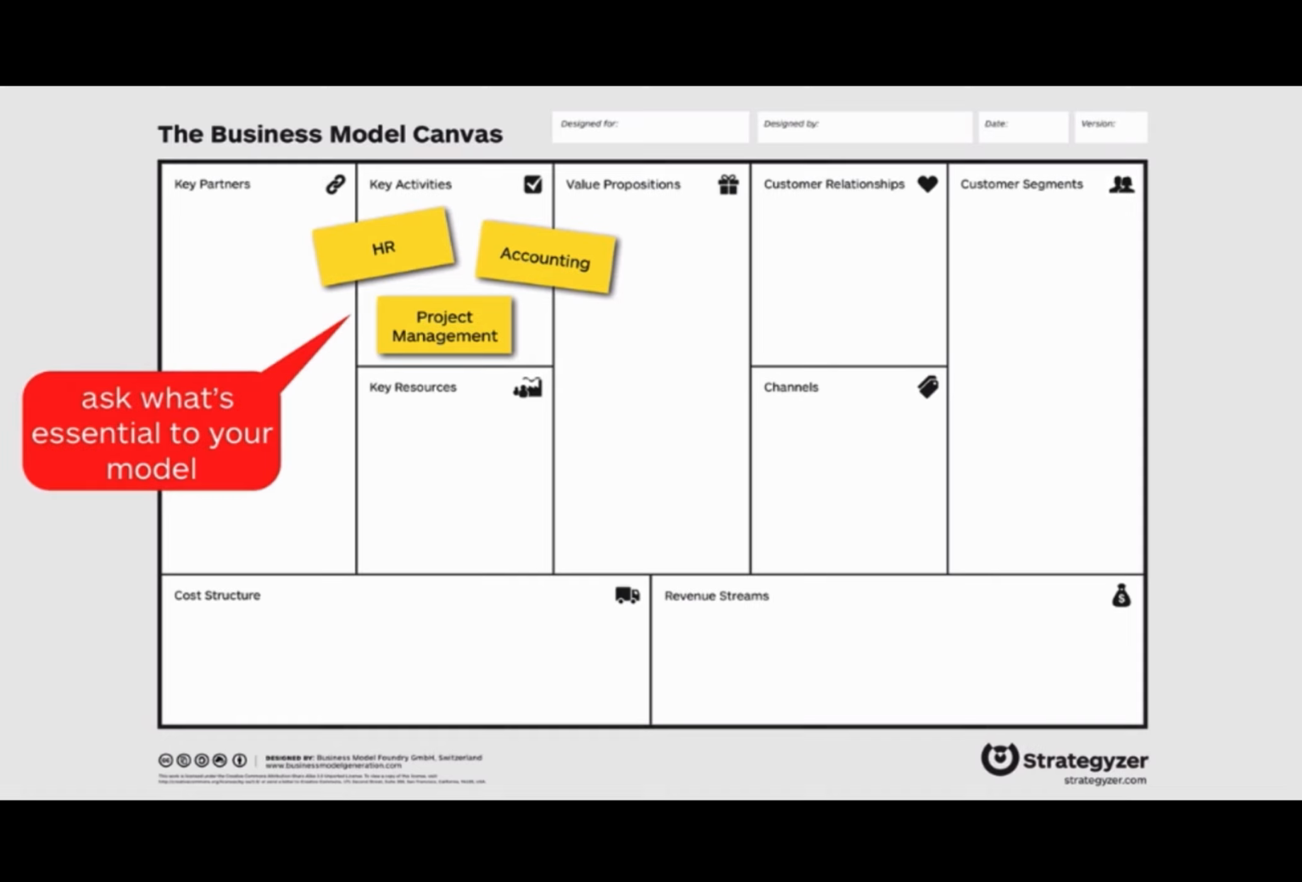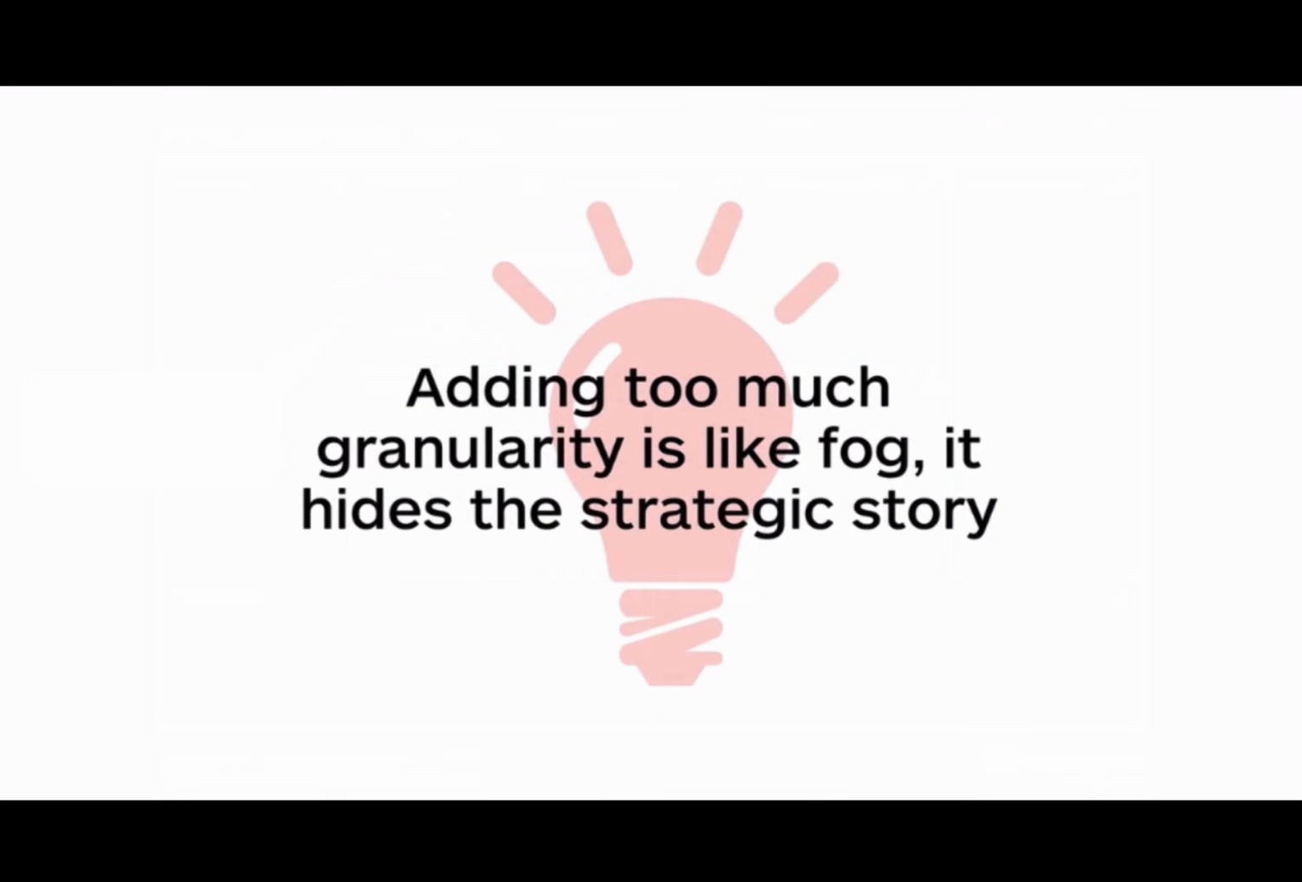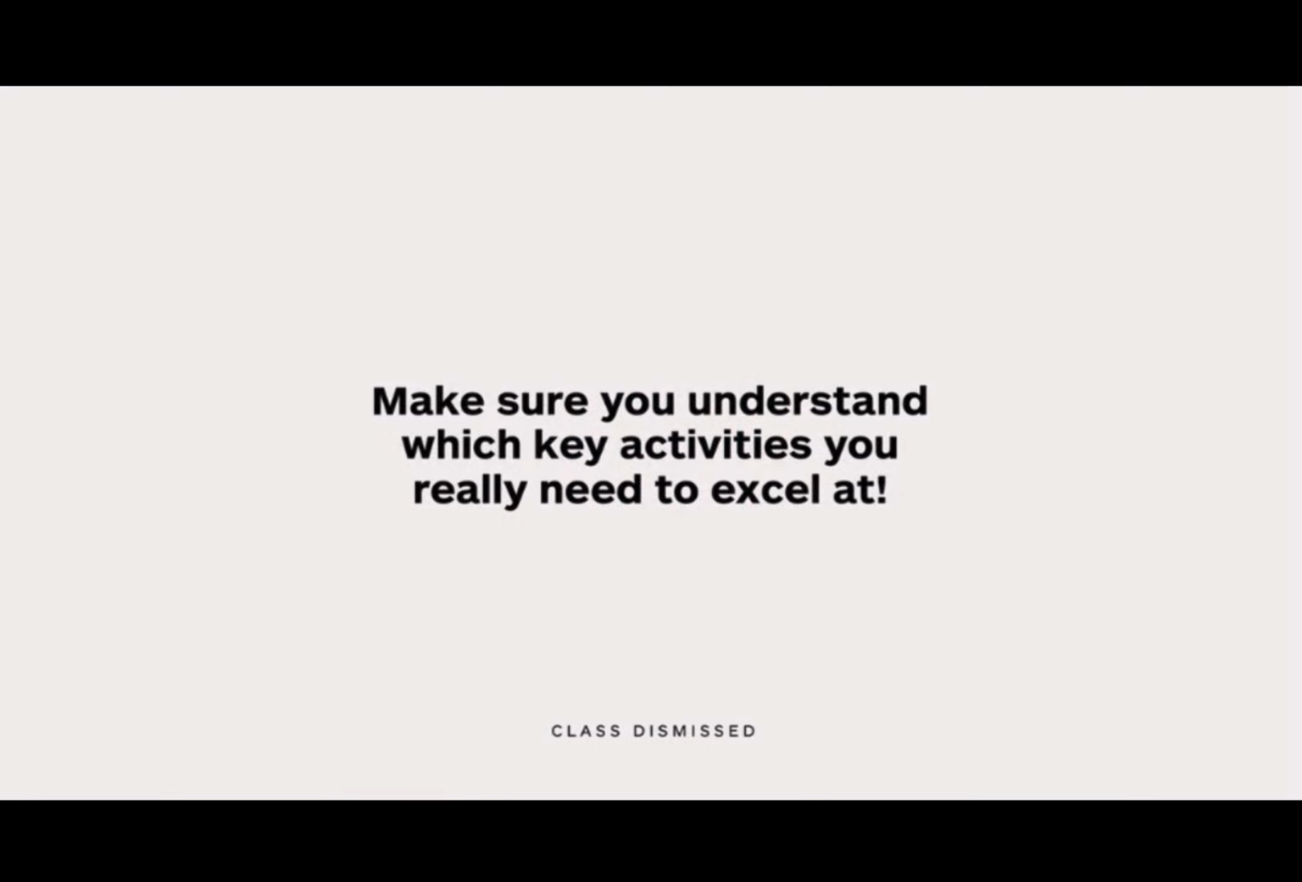You really want to ask yourself, what's essential to my business model? What should really be in this key activity box, which makes or breaks my business model? So adding too much granularity is a little bit like fog. It hides the strategic story. So make sure you really understand which key activities you need to excel at and where you really need to perform. Class dismissed.